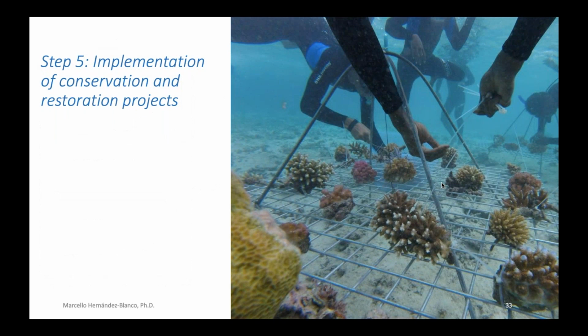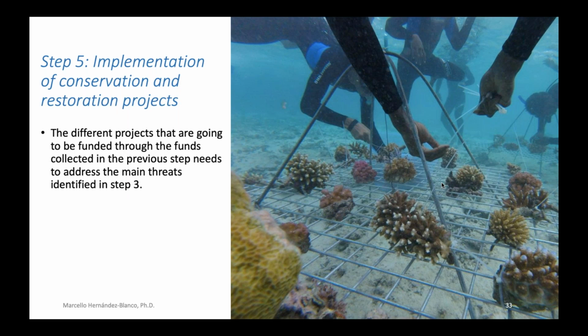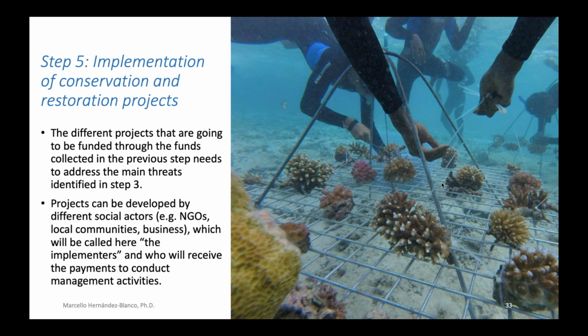Moving to almost the last step, step 5, implementation of the forest conservation and restoration projects. Here, you would have to develop or design the different projects that are going to be funded through the funds that we already said we're going to collect in the previous steps. And this has to be strictly related to the main threats that we had identified first. And here, projects can be developed by different actors, for example, NGOs, local communities, business.